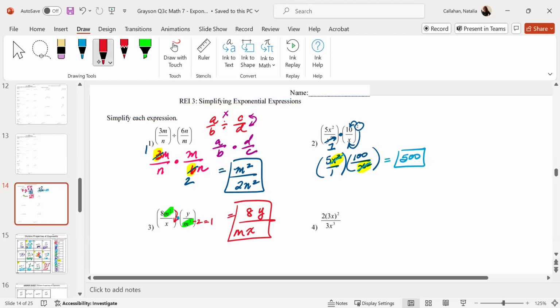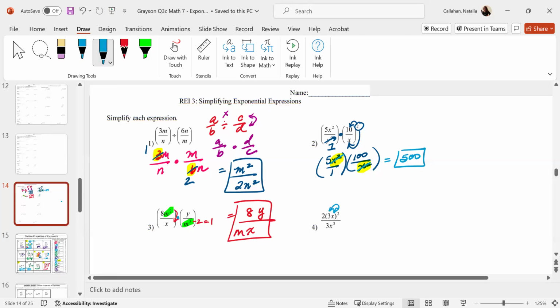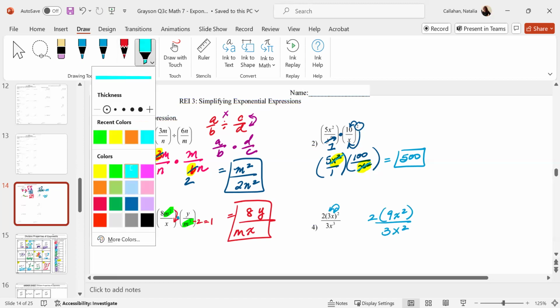Okay. Next one, here we go. Number 4. Make sure you distribute the square to the 3 even. And then cancel a few things.